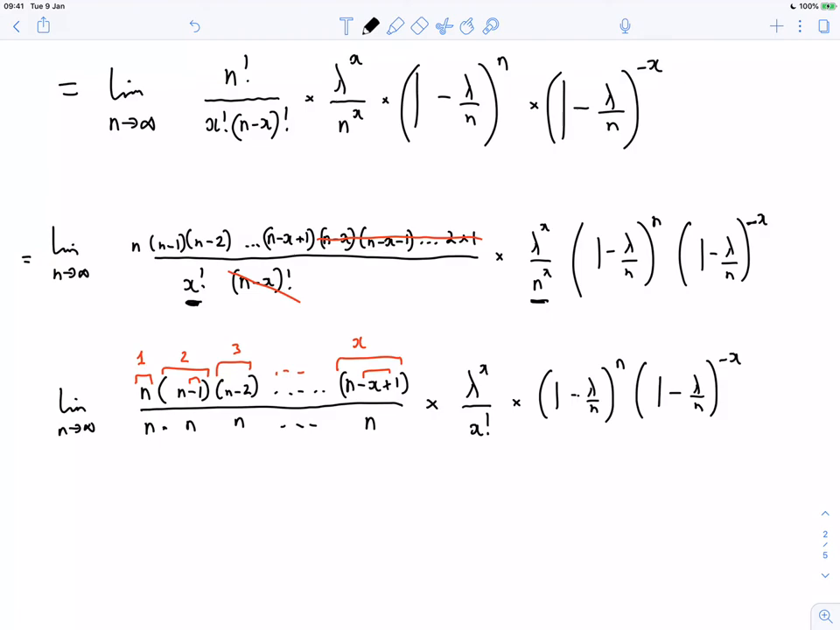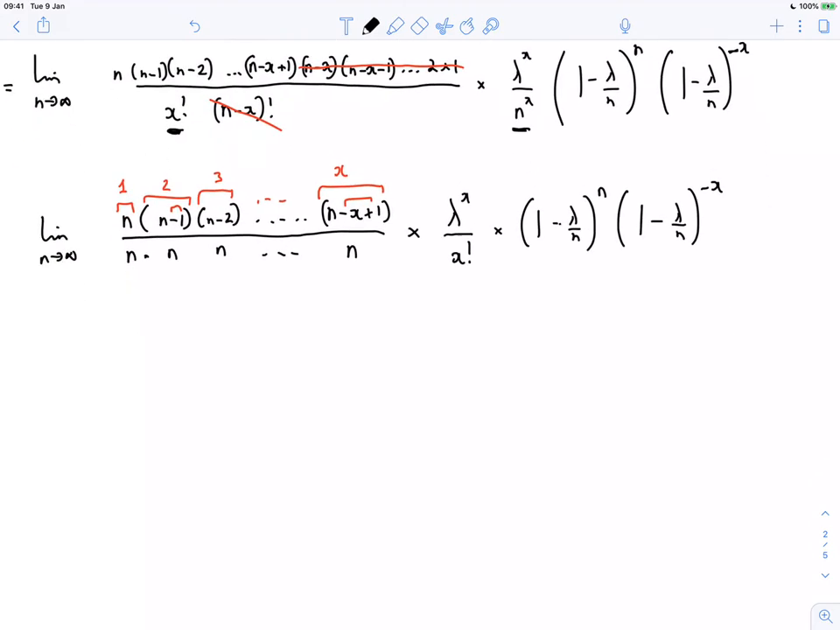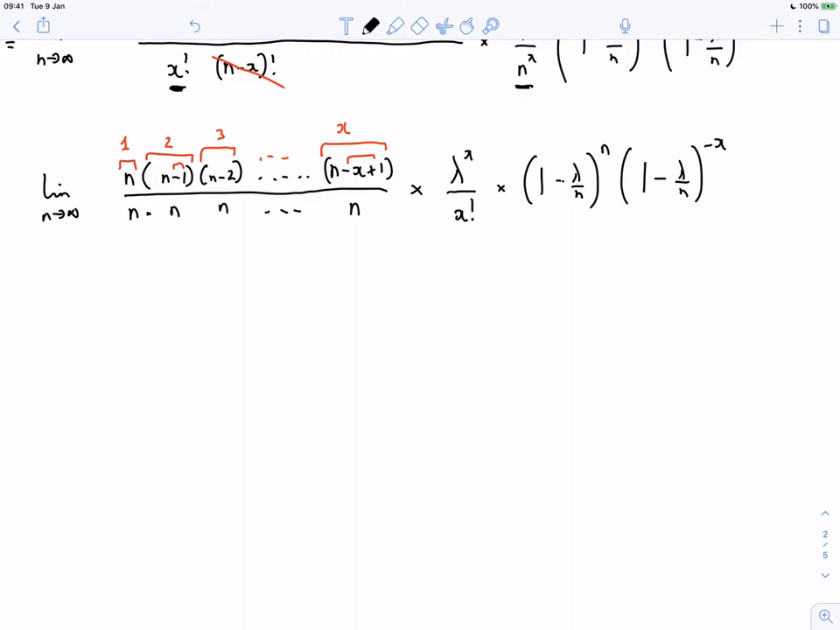And now there's a couple of things that simplify here, because I've now got the limit as n tends to infinity of n over n times n minus 1 over n times n minus 2 over n and so on and so on, and then the last term will be n minus x plus 1 over n. And now look what happens. N over n is 1.